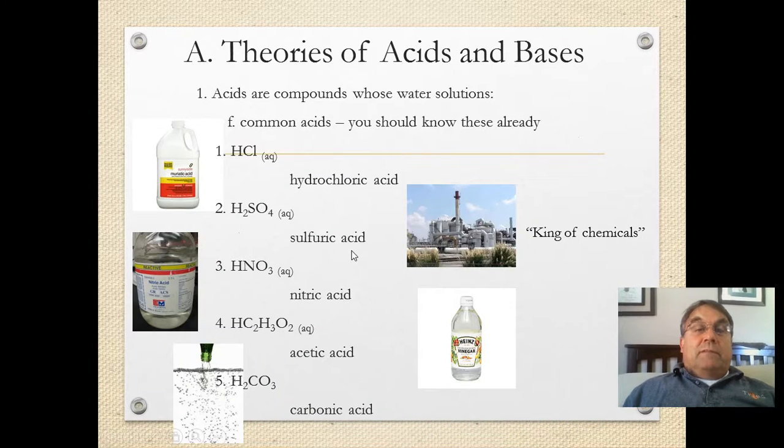Now, some common acids, these are ones you should already know by their formula and their name. So if you look at this, you should think HCl, hydrochloric acid, H2SO4 is sulfuric acid, HNO3 is nitric acid. These three are the big three laboratory acids, widely used in all kinds of different chemical processes. The king of chemicals is sulfuric acid. They call it that because it's the most common chemical in industry other than water. Super widely used in a ton of industrial processes.